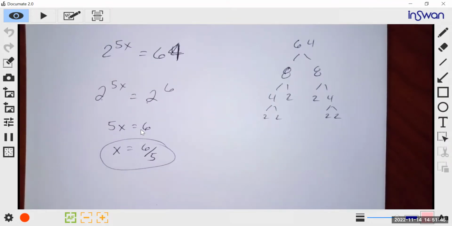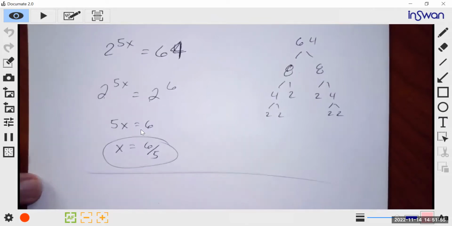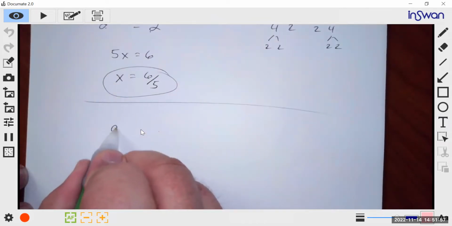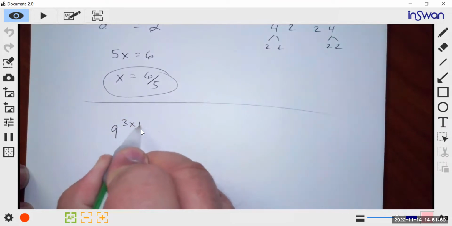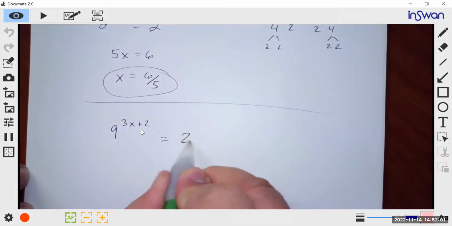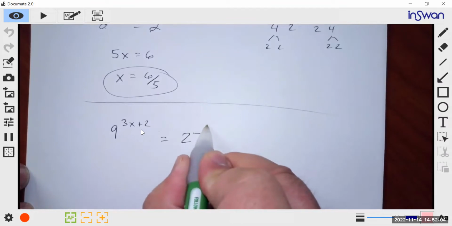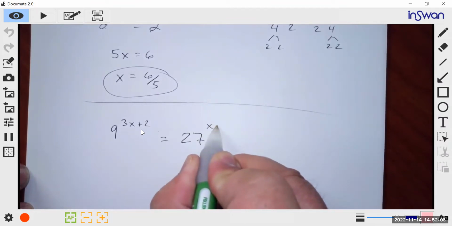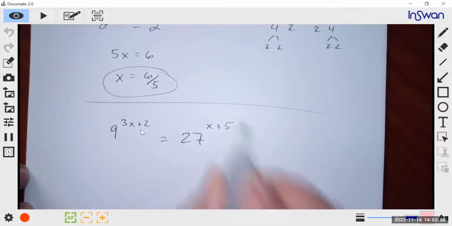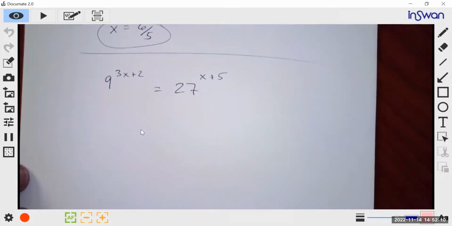So if possible, the first thing you would do is get the bases to be the same. If that's not possible, well, let's do a couple more. How about this? 9 to the 3x plus 2 equals 27 to the x plus 5.